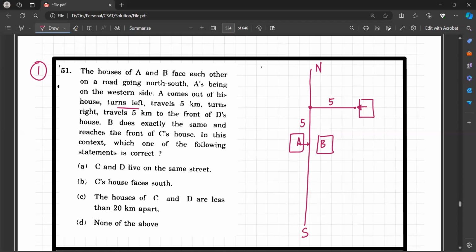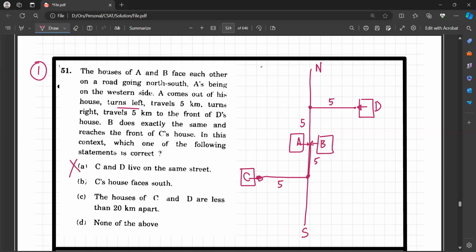B does exactly the same, comes out, takes a left turn, goes 5 kilometer, again takes a right turn, comes 5 kilometer, reaches C's house, which faces this side. This is D's house, this is C's house. In this context, which one of the following statements is correct? C and D live on the same street?